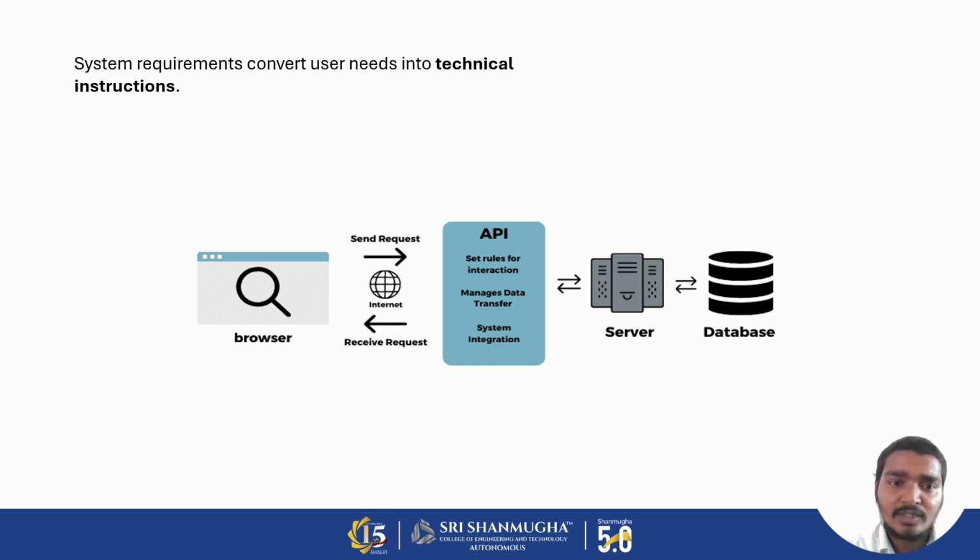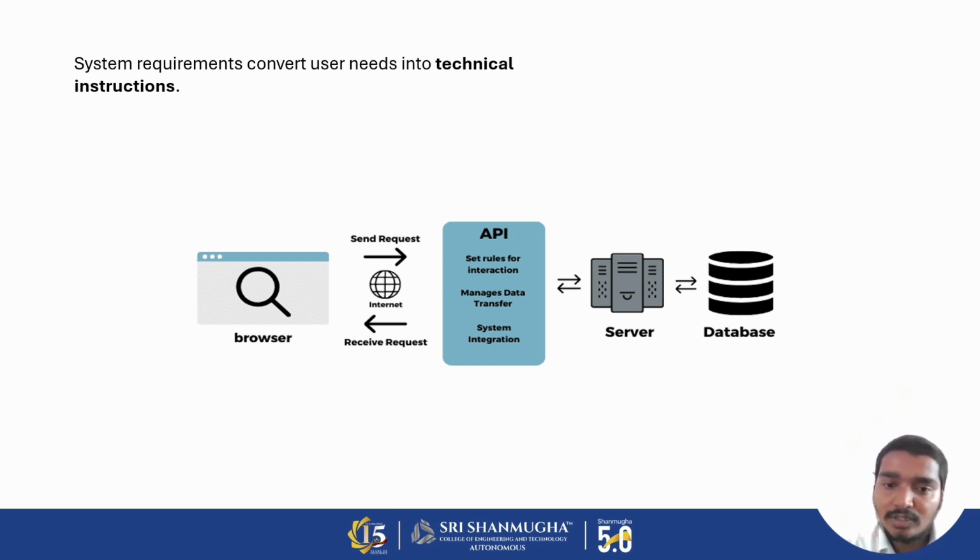So next we see about the system requirements, to convert the user needs into technical instructions. For example, with a browser, if you browse some data, you can send the request from the API. API is the application programming interface.